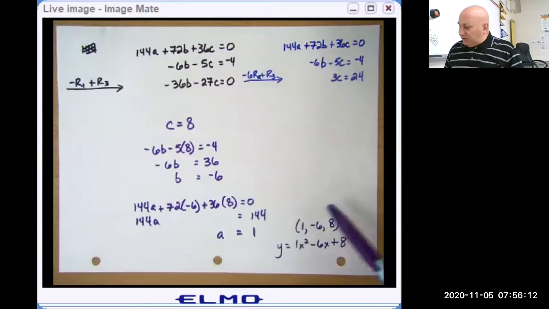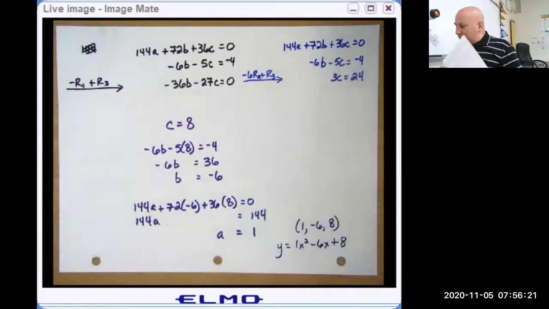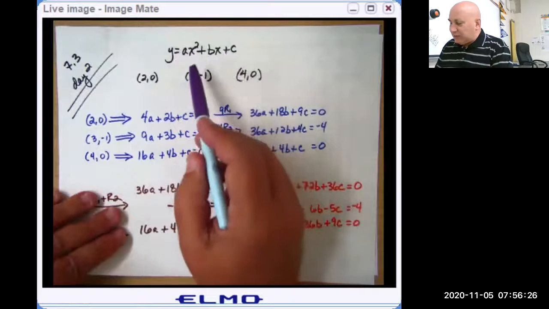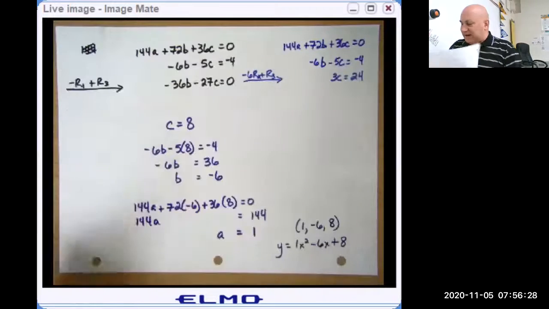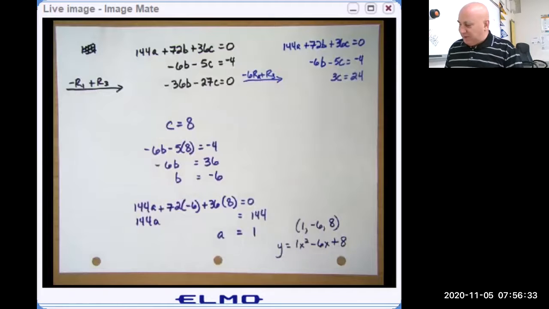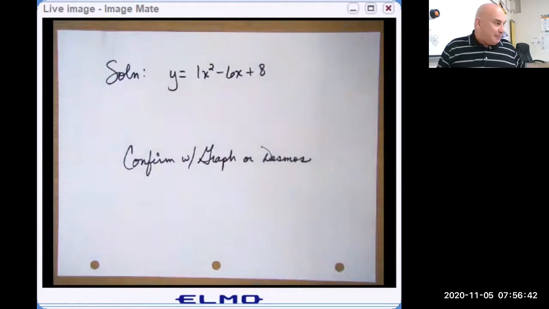So my solution is 1, -6, 8, or A equals 1, B equals -6, C equals 8. And remember that A, B, and C came from this equation. So I'm going to substitute that 1, -6, and 8 in here. And that is the equation of the parabola that we can draw through those 3 points. Well, let's confirm that by using some graphing software.